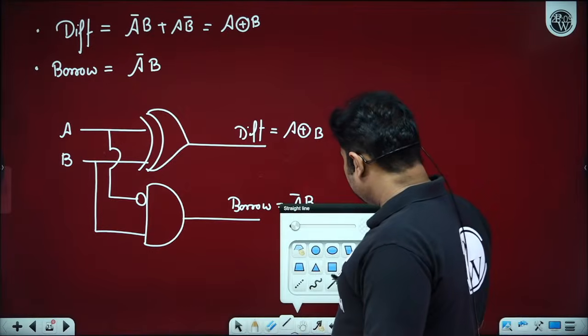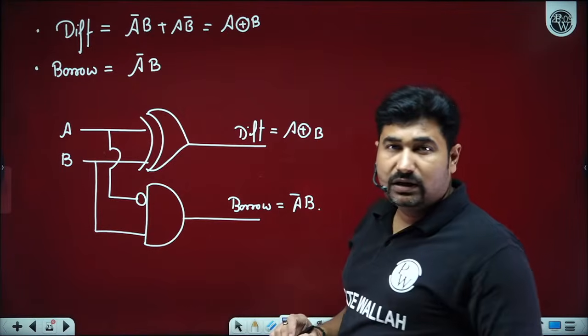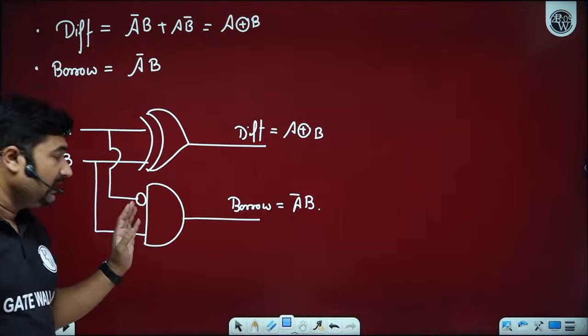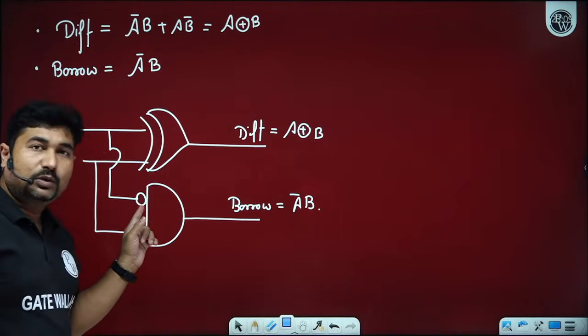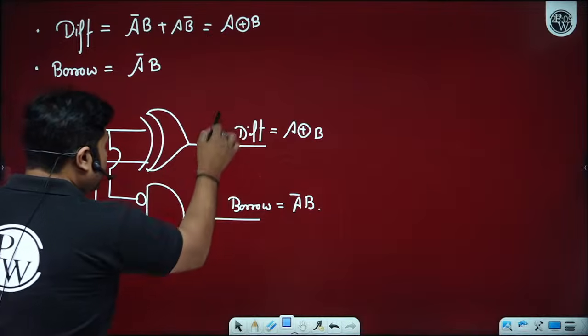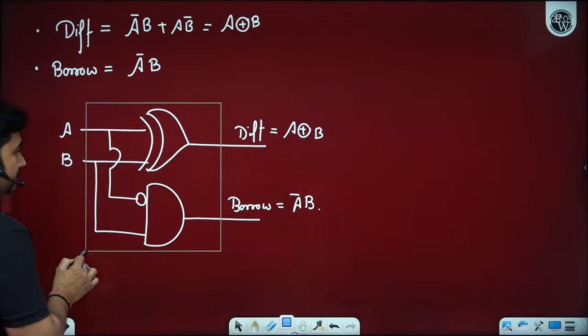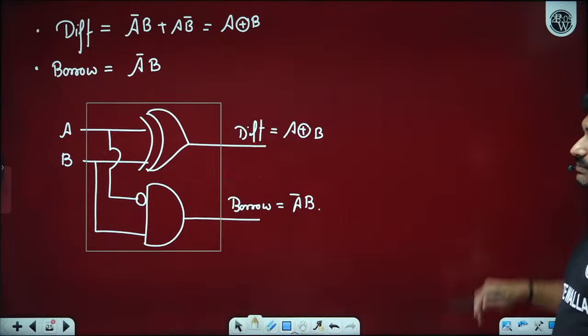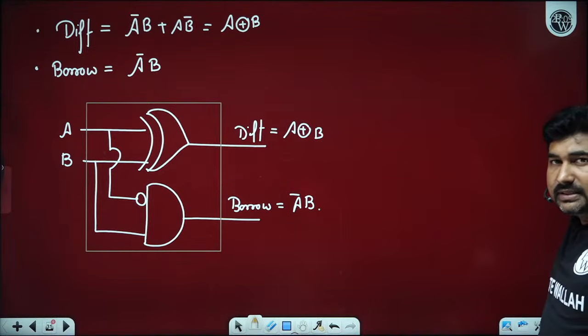So what is the basic difference between the half subtractor and half adder? There is only one difference, that is this borrow. Is it okay? Yes, sir. How many of you able to understand up to this part, beta ji? Please let me know by writing in the comment section.